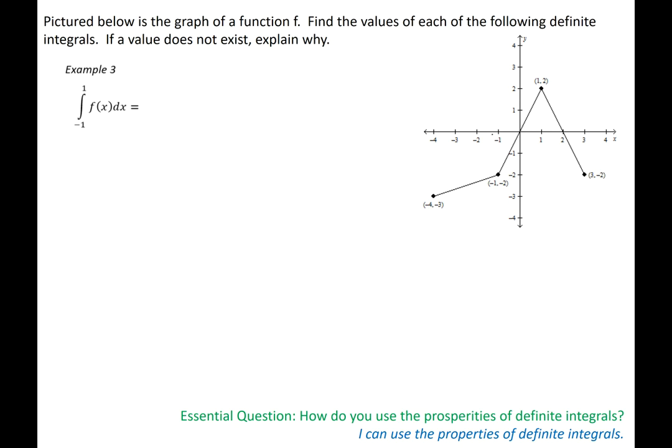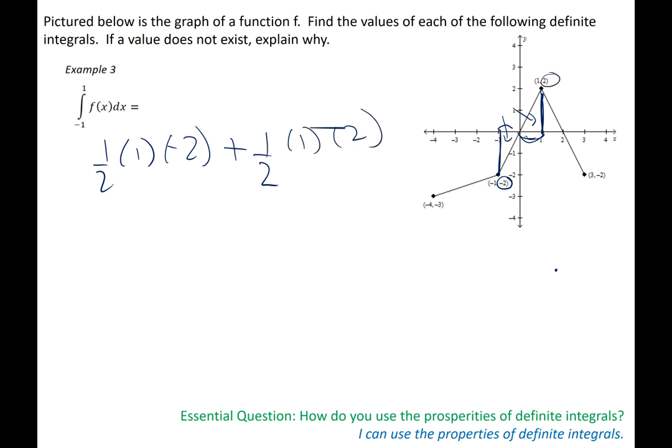All right, this time I'm going to go from -1 all the way to +1. So I'm finding the area of this triangle and this triangle. My base length is 1, so 1/2 times 1 times my height of -2, plus 1/2, this base length is 1, times the height of 2. These 2's are going to cancel, so we've got -1 here, and those 2's cancel, so +1. So that equals 0. Basically this area and this area were equal. We saw the other day before break that when the areas are equal, they end up canceling because one's a positive area and one's a negative area.